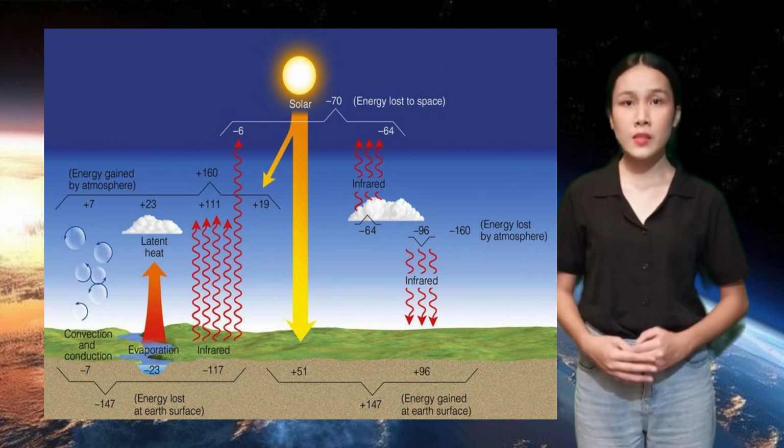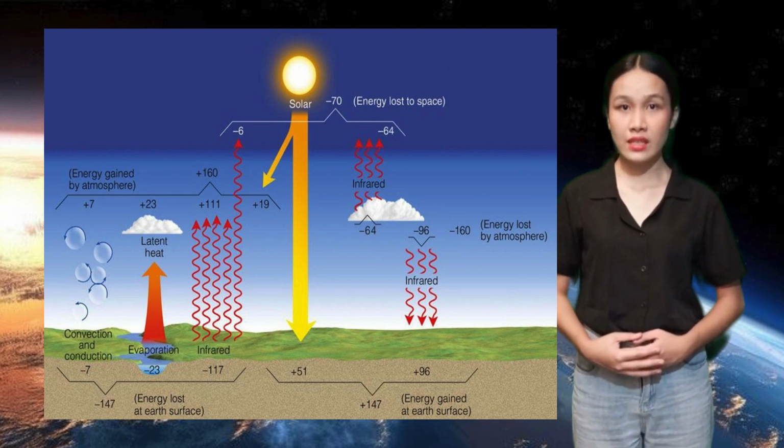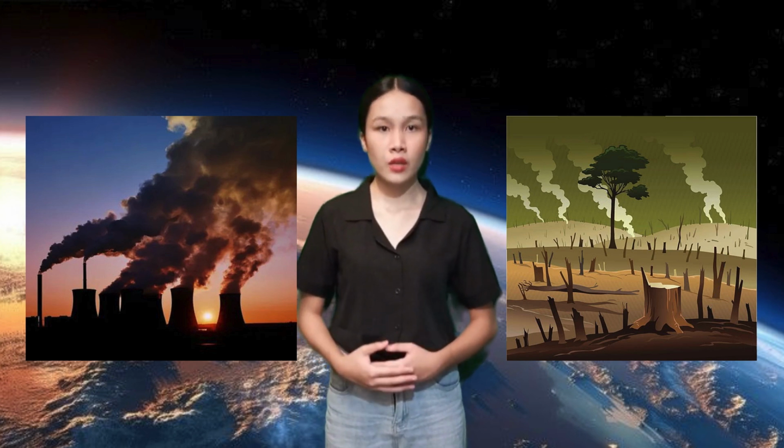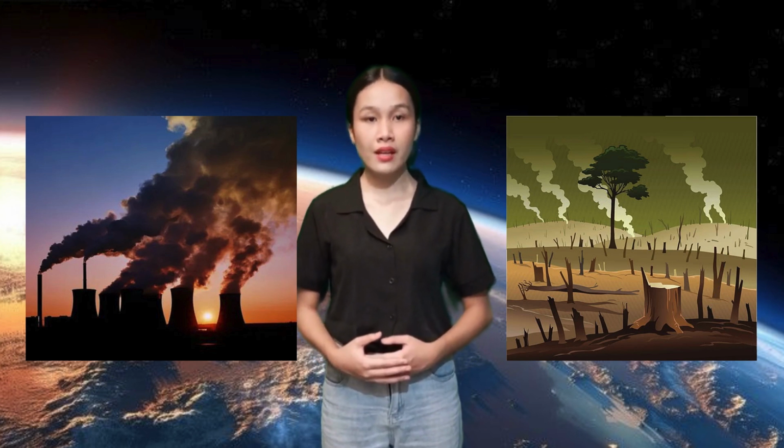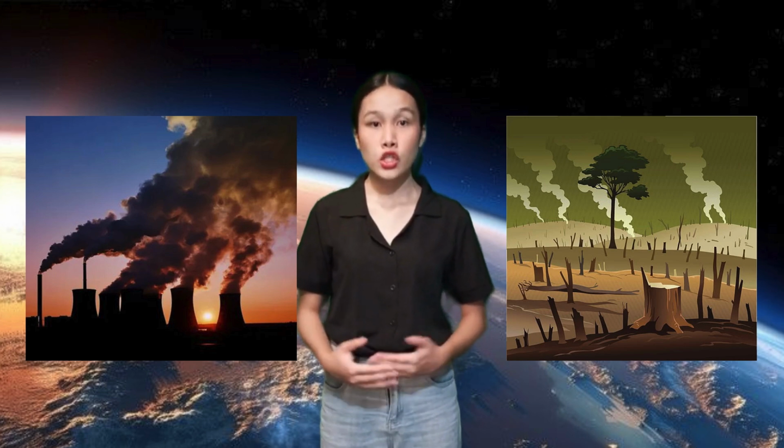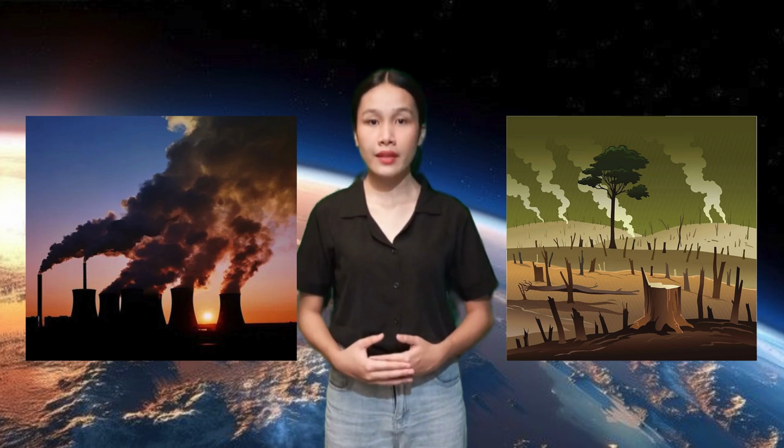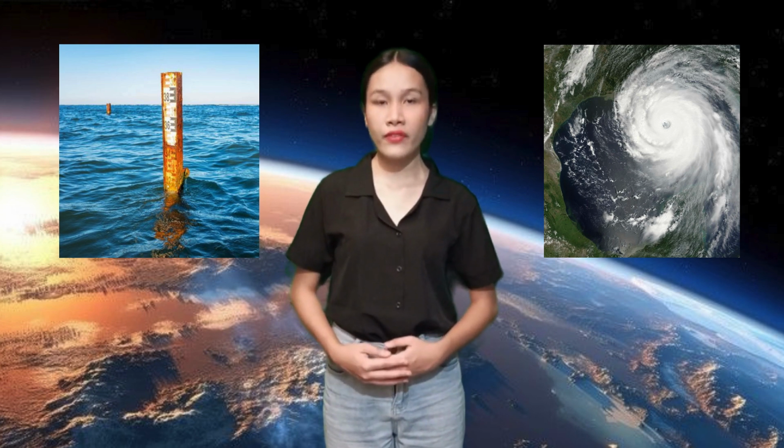But this balance is being disrupted by human activities. We are adding more and more carbon dioxide to the atmosphere by burning fossil fuels and cutting down trees. This extra carbon dioxide acts like an extra blanket, trapping more heat and causing our planet to warm up. This warming trend, called climate change, is causing a whole range of problems, including rising sea levels, more extreme weather events, and changes in ecosystems. Understanding these processes is crucial for tackling the challenges of climate change.